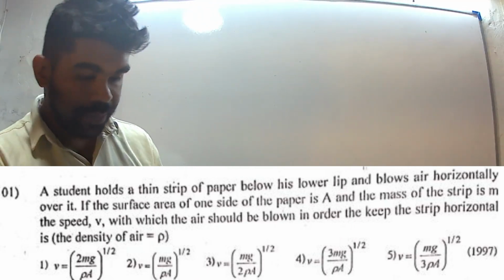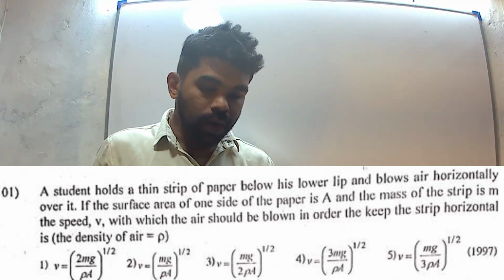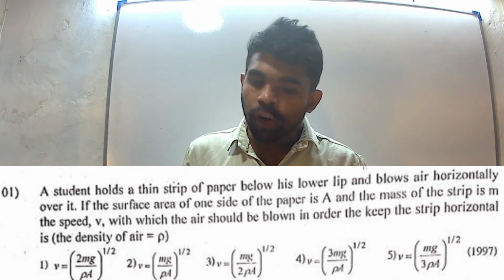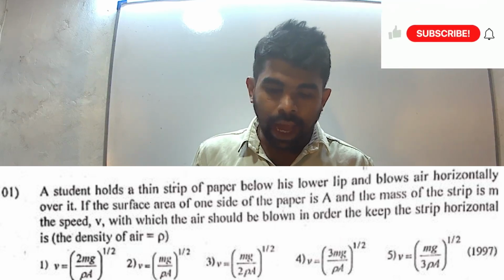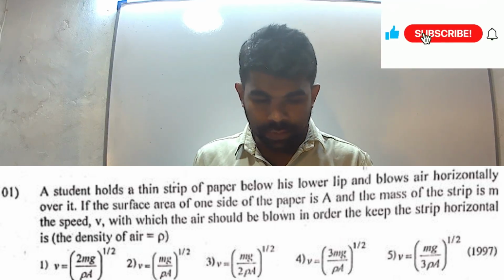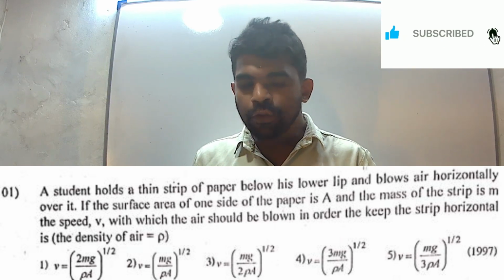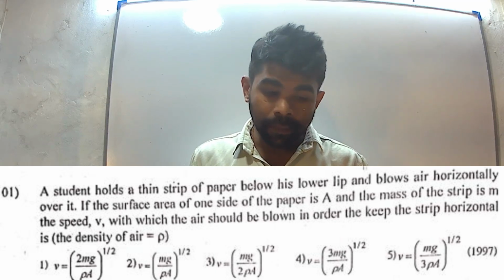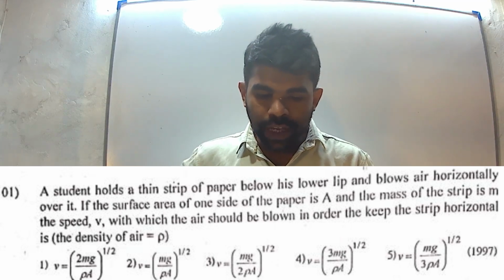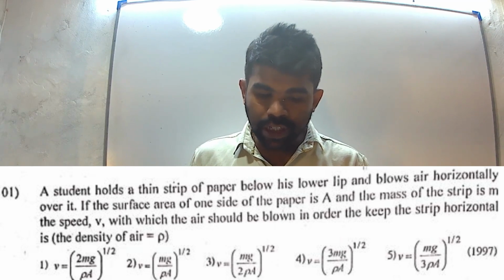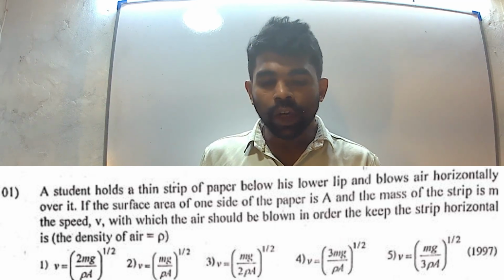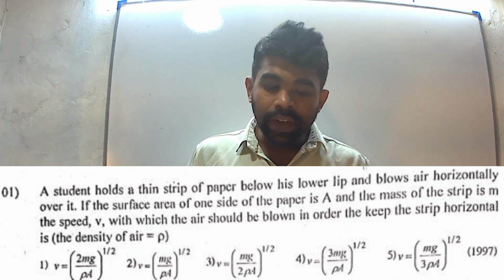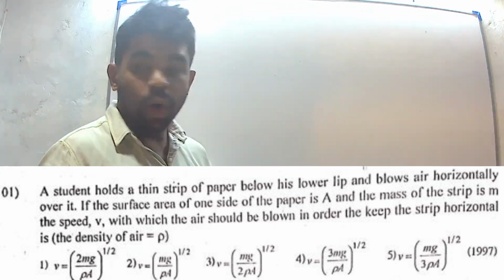Question number 1. A student holds a thin strip of paper below his lower lip and blows air horizontally over it. If the surface area of one side of the paper is A and the mass of the strip is m, find the speed v with which the air should be blown in order to keep the strip horizontal. They have given the density of air as rho.